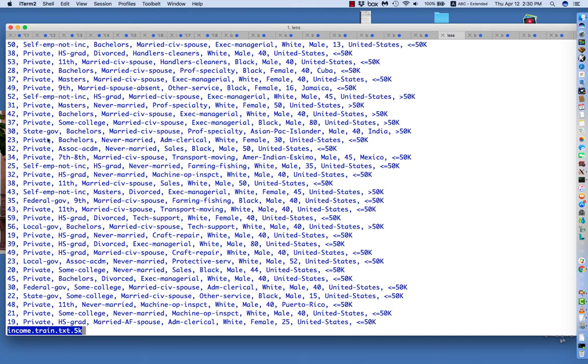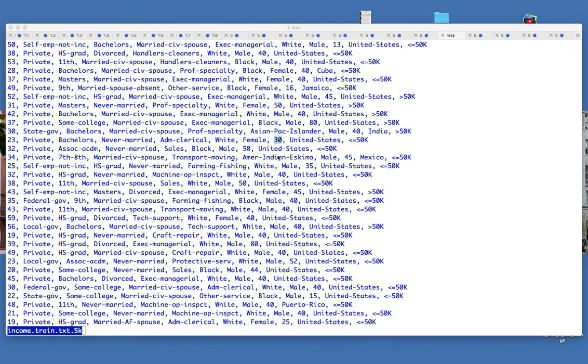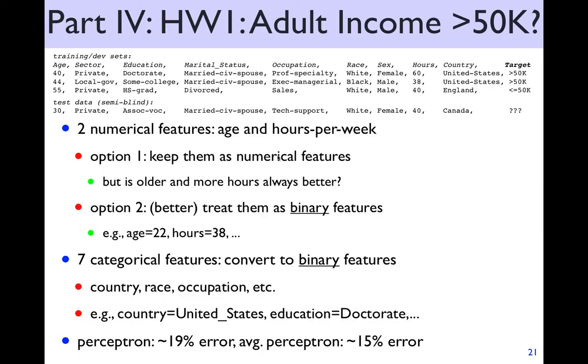So you notice that there is the first, a numerical field. That's the first field, the age of the person, and there's another field somewhere here. That's the number of hours per week that this person worked, right? These two fields are already numerical, and you would think, okay, I don't need to convert them, but actually, it's better to convert them to binary features as well. Okay, so what does that mean?